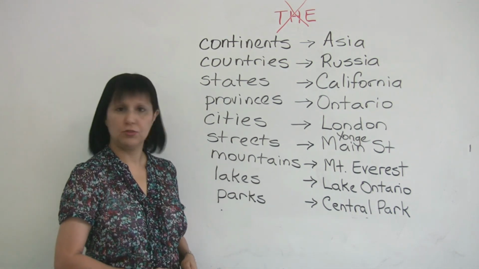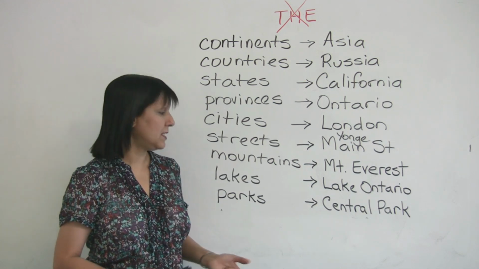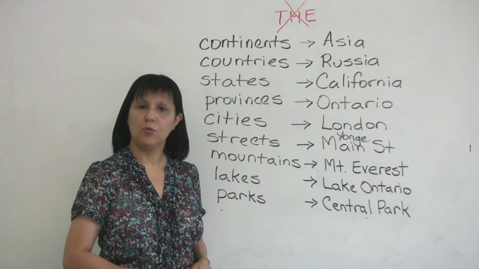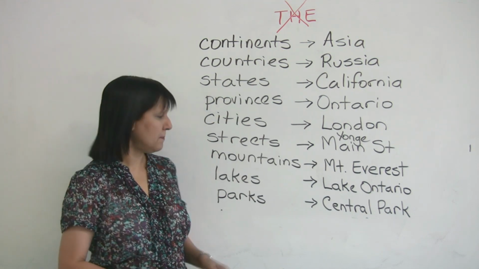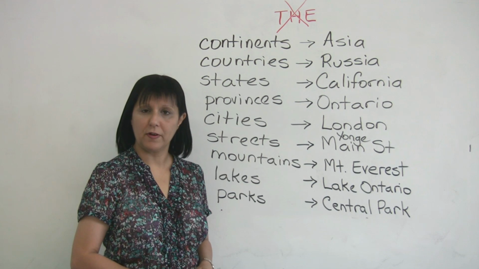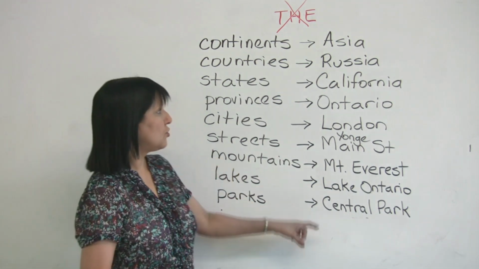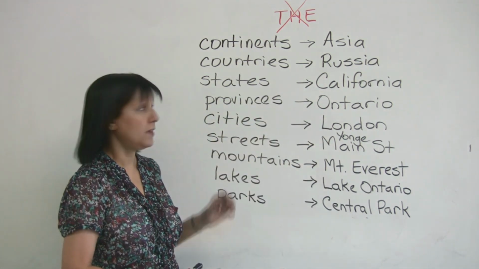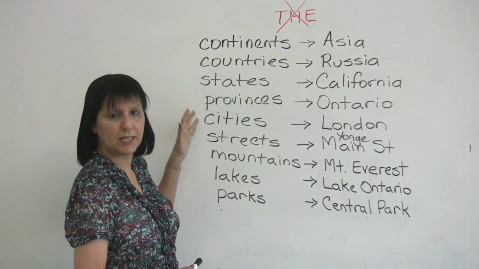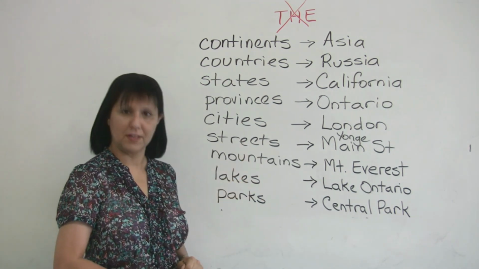Parks, also, you do not use the word "the." I love visiting Central Park. Or I love taking a walk through Central Park. All right? Central Park is in New York. It's a particular park. It's the name of a park. So, as you can see here, these are all the names of continents, countries, states, places, etc. All right? Where we do not use the word "the."